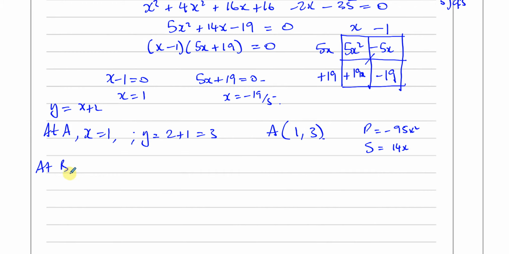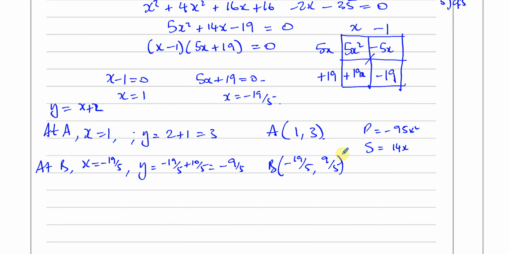And at B, x equals negative 19 over 5. So y is equal to negative 19 over 5 plus 10 over 5, not 5 over 5, because it's x plus 2. So plus 10 over 5, which gives you negative 9 over 5. So that's the coordinates of B. The x coordinate is negative 19 over 5, and the y coordinate is negative 9 over 5.